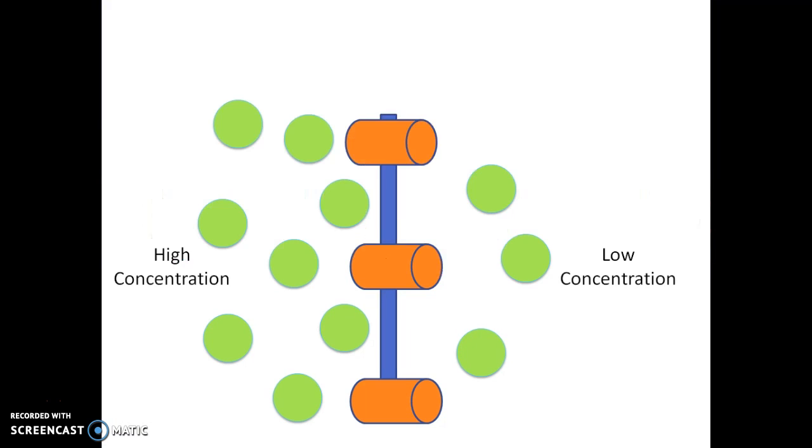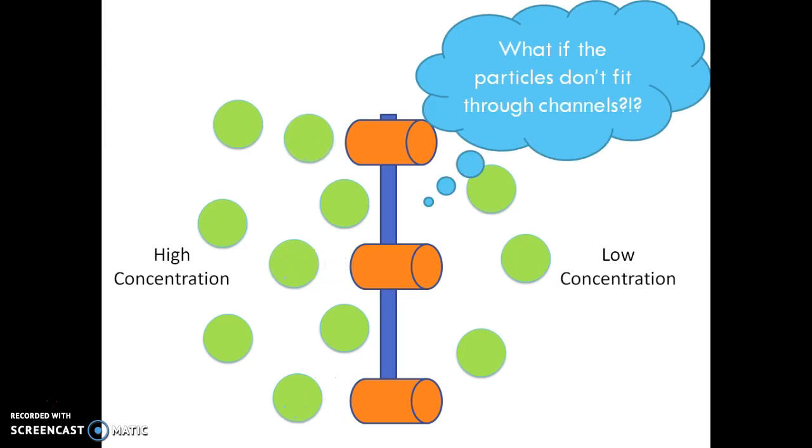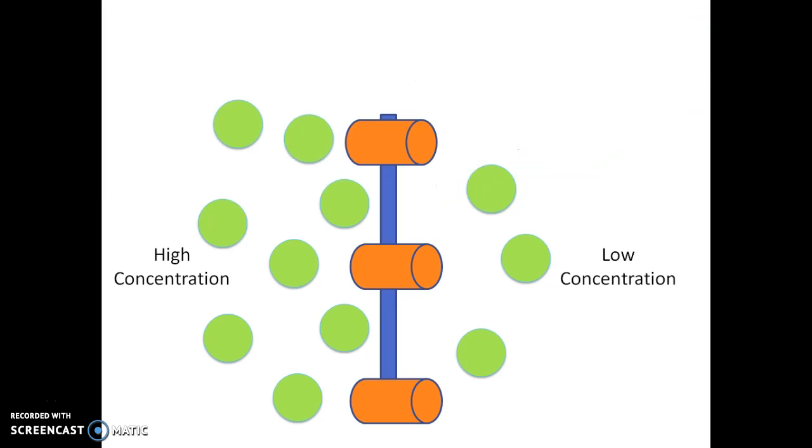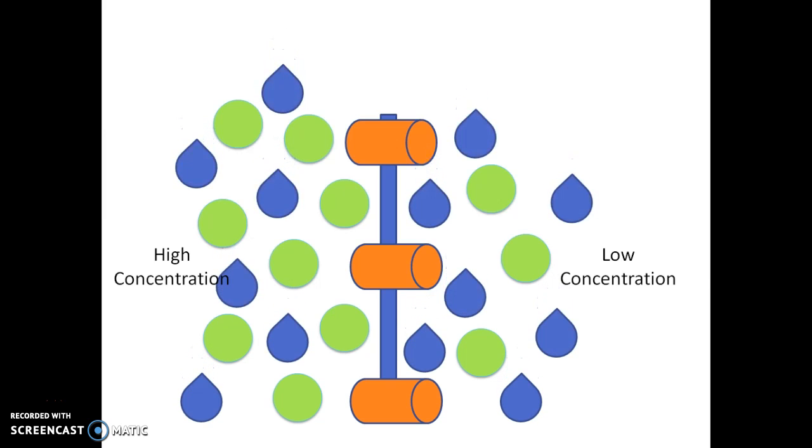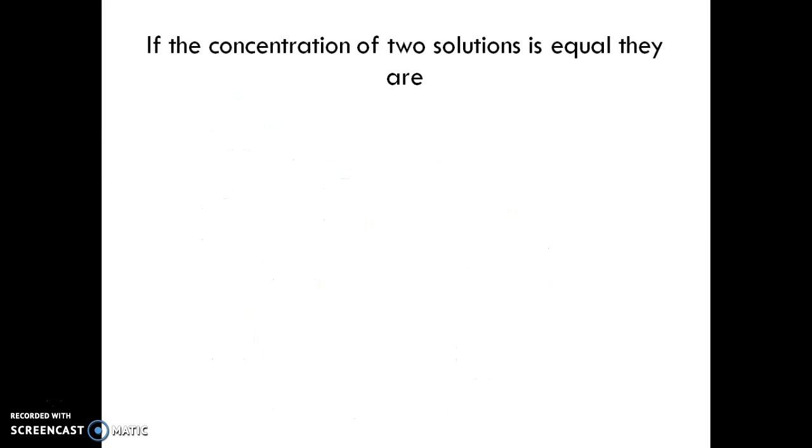Now, let's take a look at this scenario. We have a high concentration of particles on the left and a low concentration of particles on the right, but the particles are too big to fit through the channel or the membrane. So what do we do now? Well, don't forget that solutions have two parts. Not only do we have the solutes, the particles, the ions, the sugars, whatever it might be dissolved in the liquid, but we have the liquid. In this case, in our bodies or in living things, it's water. So instead of the particles moving, the water can move to create equilibrium. So let's talk a little bit about osmosis.